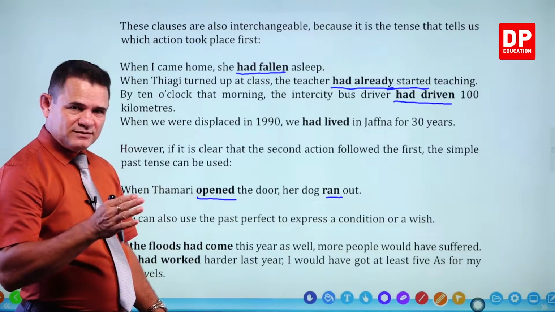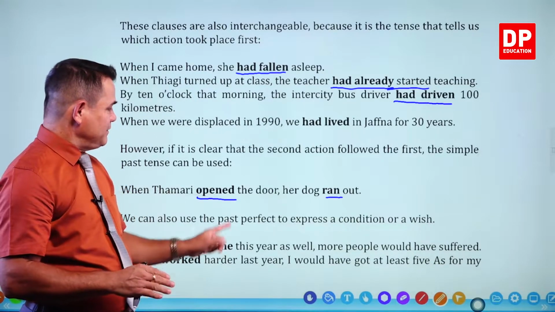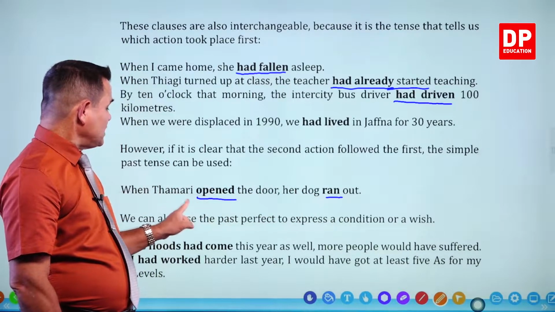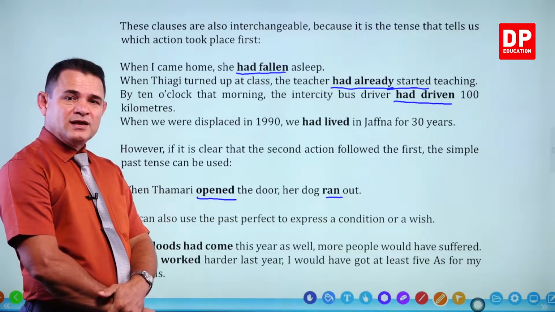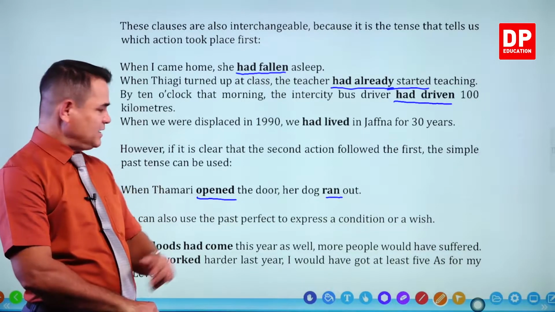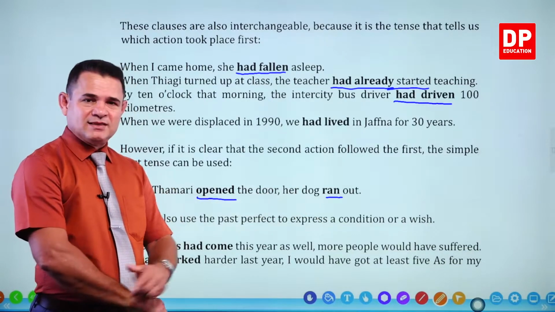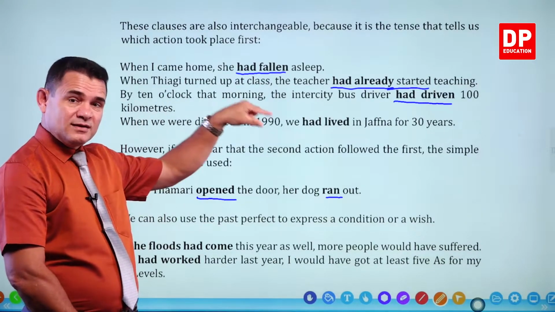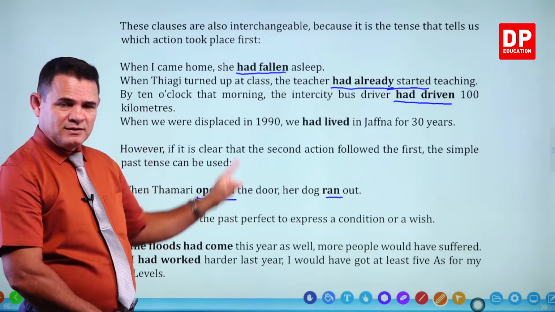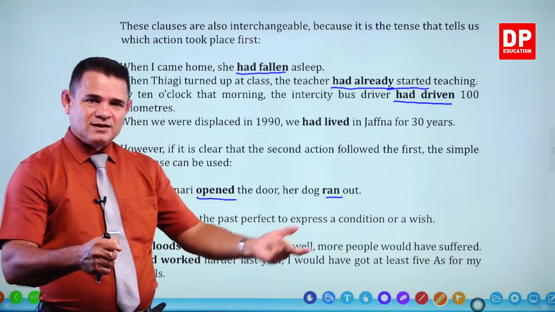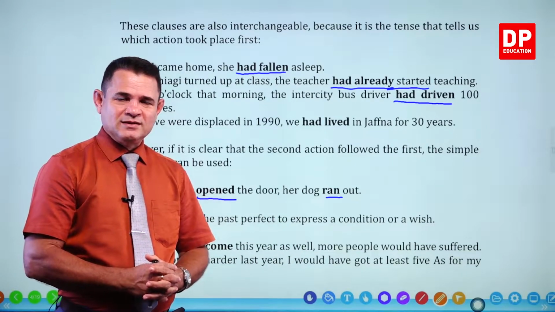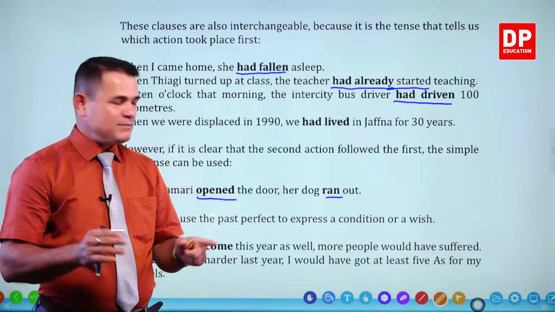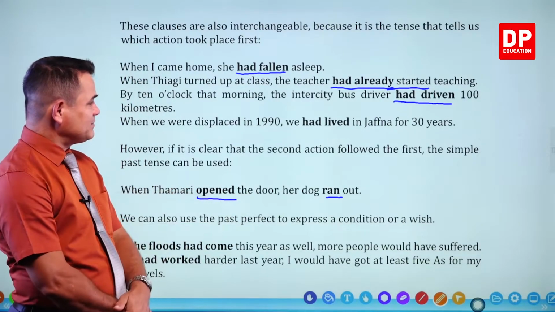Right, so then if such an occasion, the dog ran out when Thamari had opened the door. You don't need to use the past perfect here. Both verbs here are in the simple past. One happened, one had happened before the other, that is past perfect. Here, the dog jumped out the moment the door opened. Both happened, didn't they? The moment the door opened, the dog jumped out and ran. So it is clear both happened here. Both happened at the same time.